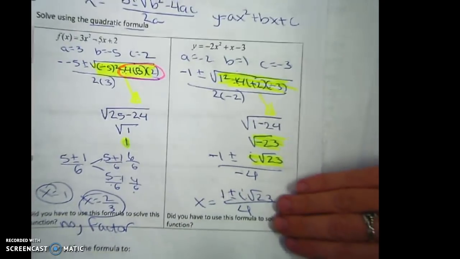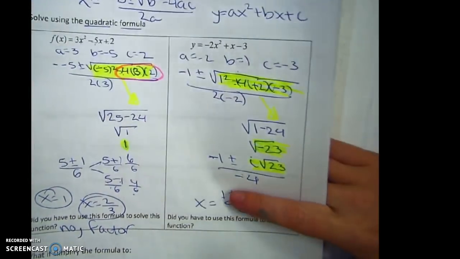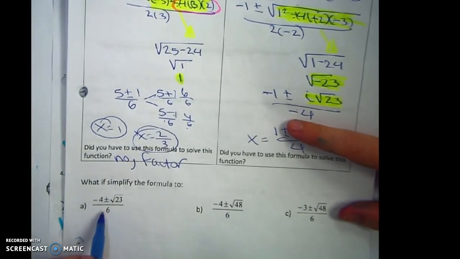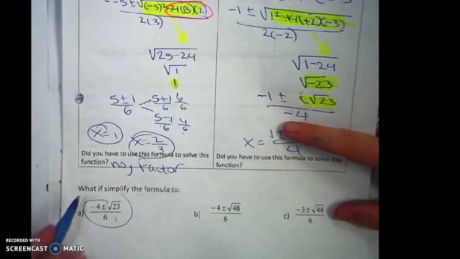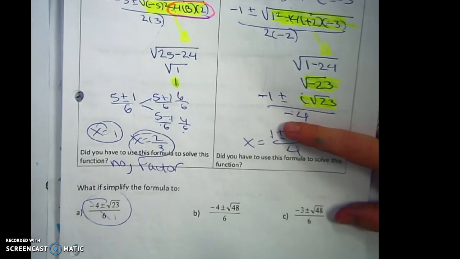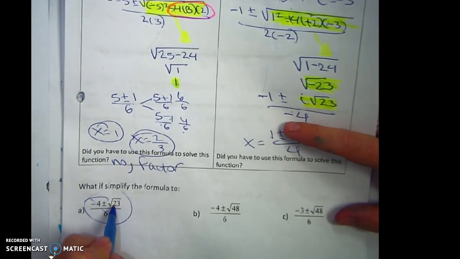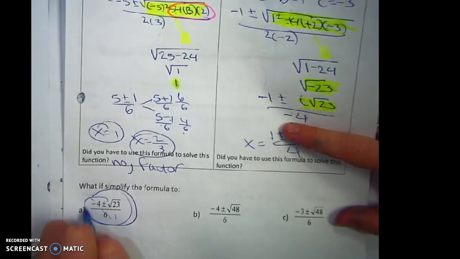Okay? So now let's go down to these problems. What if you would have gotten this as an answer? Let's assume we did all of this and got this as an answer. Would you be done? Do you think you can divide these two? Well, no, you can't because you couldn't divide it here. So this is the final answer.